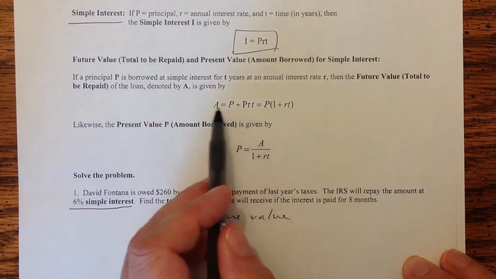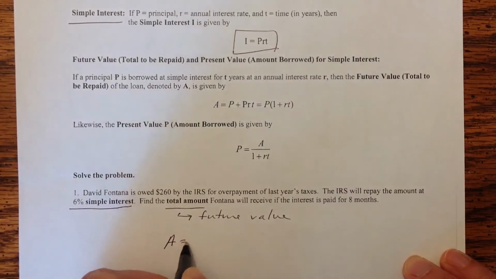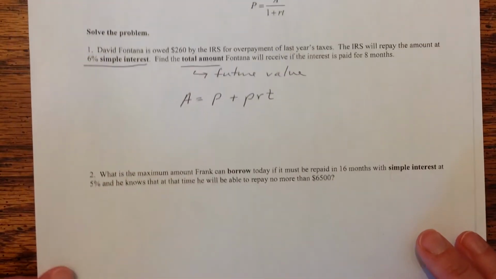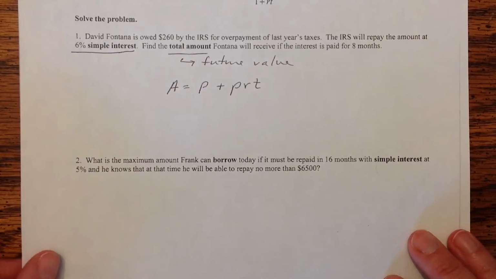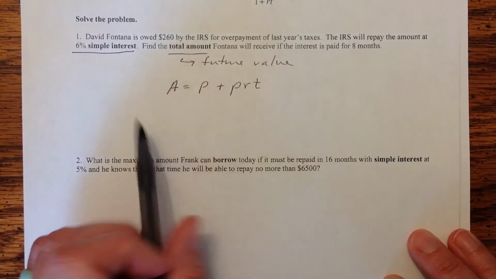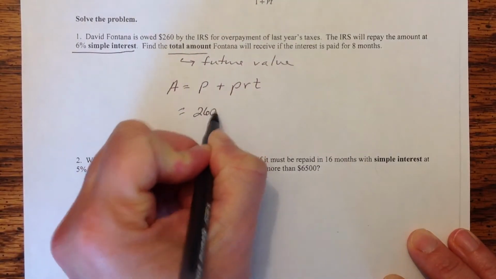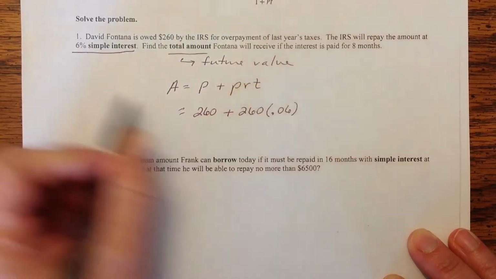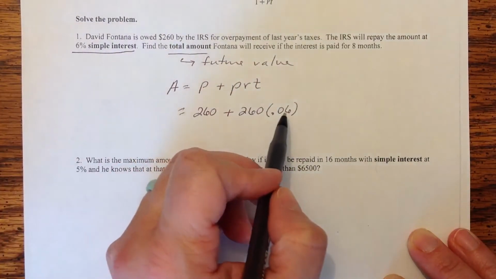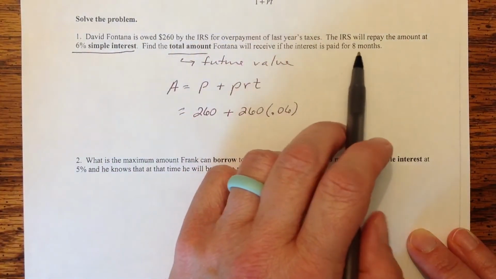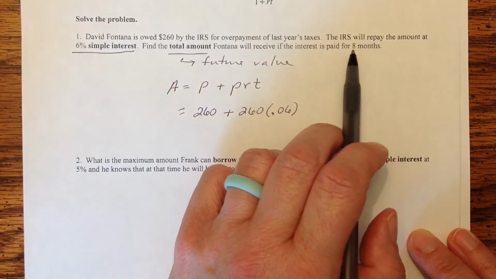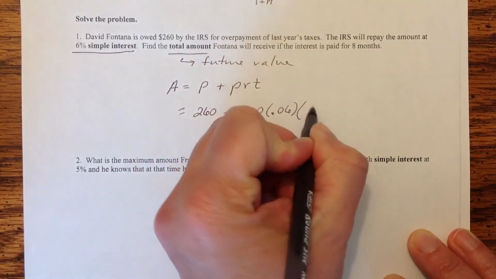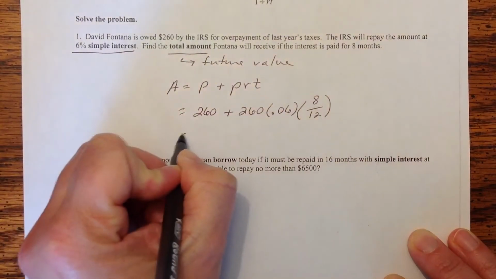So future value is this formula right here. A equals P plus PRT. So we simply plug in what we know. P is the amount that he's owed, $260, plus 260 times 0.06, we want to change this percentage to a decimal, times T. Now they are saying the time span is 8 months. We can't put 8 in for T because T represents years. So we need to write the fraction 8/12.